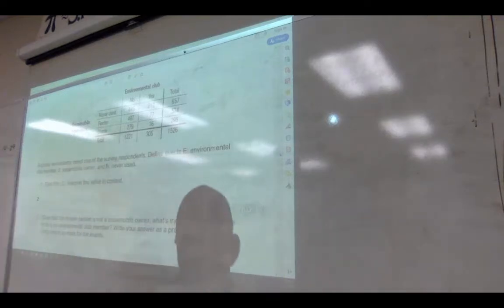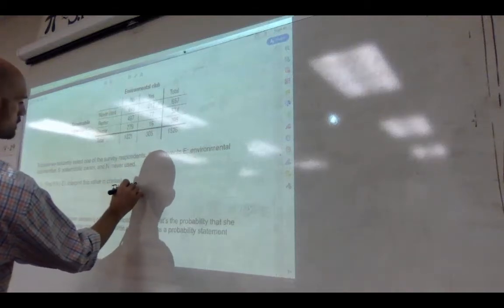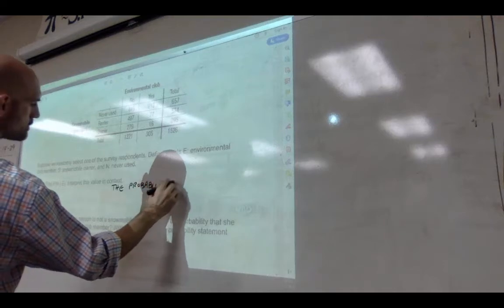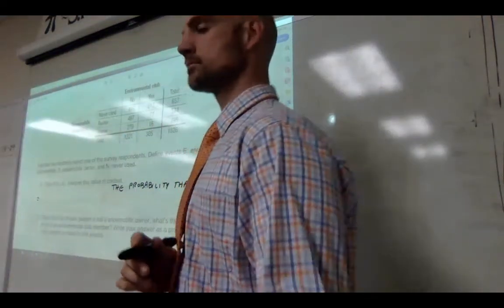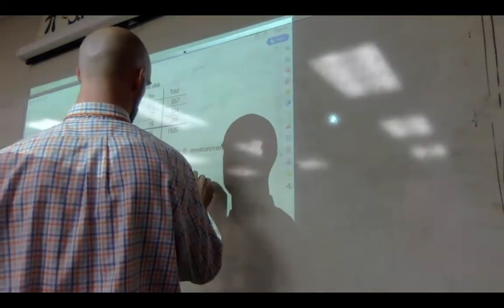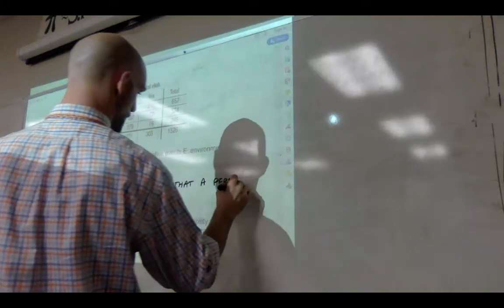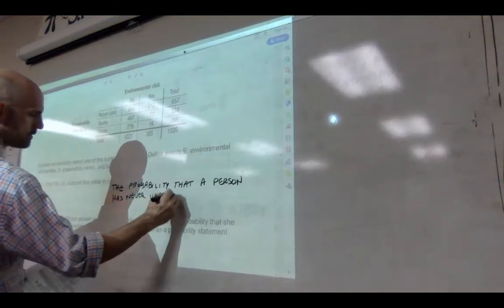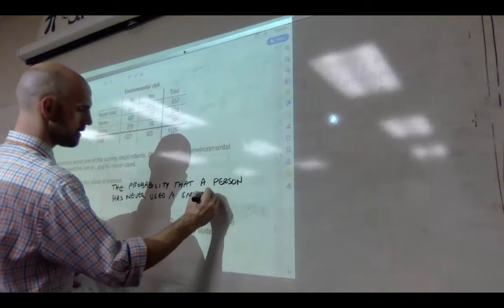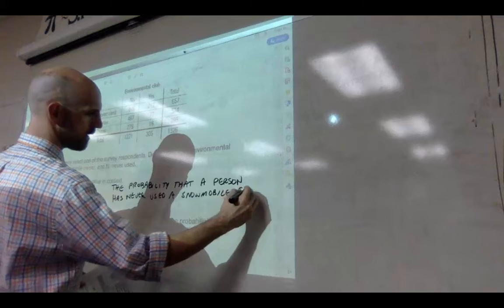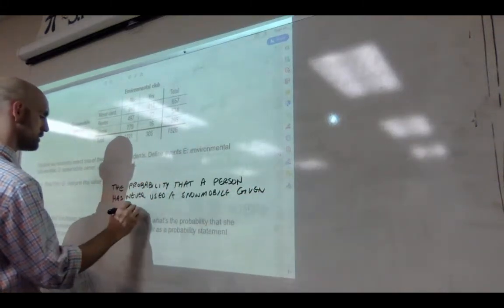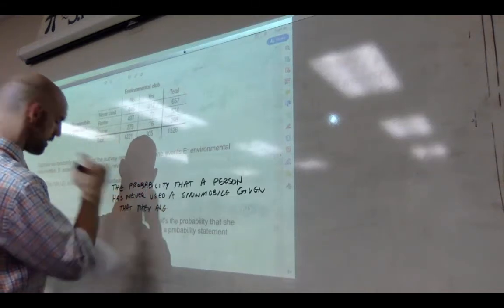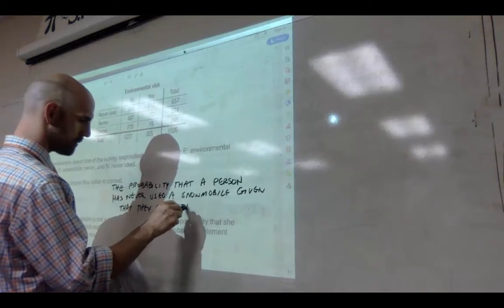Probability of N given that E. What does it mean? Given that a person is in environmental club, the probability that what? They've never used a snowmobile. A person has never used a snowmobile, given that what? They're in the club. They are in what club? Environmental club. In the environmental club.